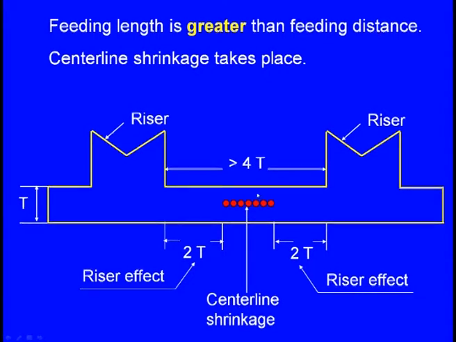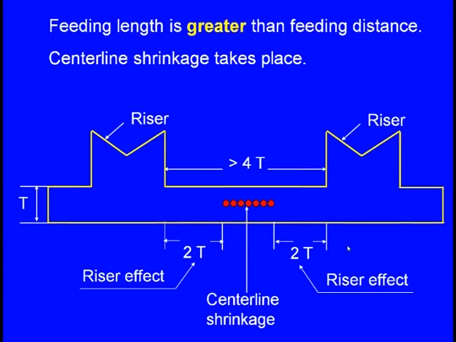Now here, what is the feeding distance? The feeding distance is, here it is 2T and here it is 2T. The total feeding distance between these two risers is 4T. Whereas, the feeding length, the actual distance falling under the two risers, is greater than the feeding distance.